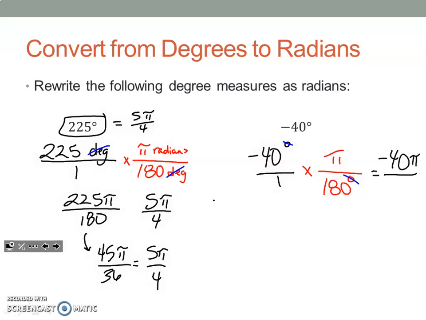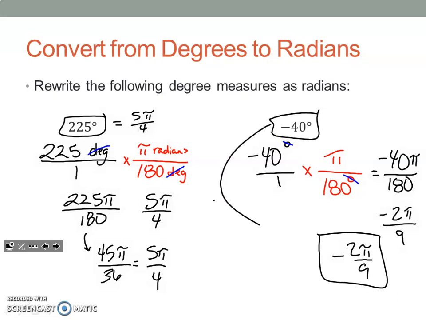Negative 40 pi over 180. Okay, so I've got to reduce that. Negative 40 over 180. I could divide both of those by 4. No, I couldn't. I could divide them both by 20 though. 40 divided by 20 would give me negative 2 pi, and 180 divided by 20 would give me 9. So it's negative 2 pi over 9 that negative 40 degrees converts to.